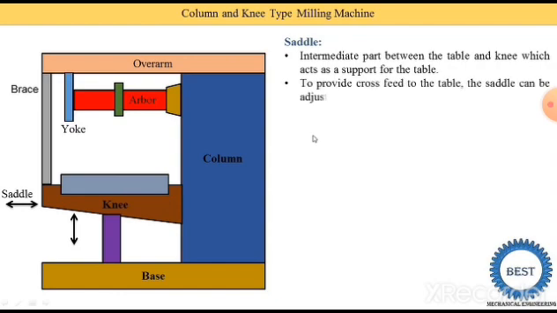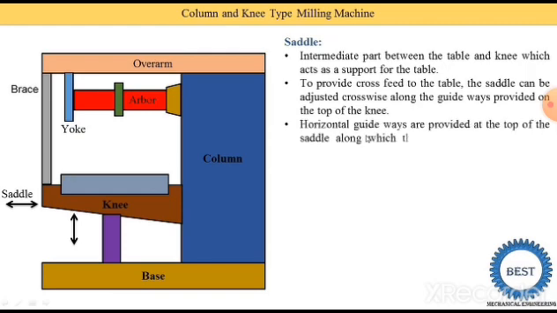To provide cross feed to the table, the saddle can be adjusted crosswise along the guideways provided on the top of the knee. So this saddle movement is known as the crosswise feed, or the cross feed. This saddle is mounted on the guideways provided on the top surface of the knee, and this movement of the saddle is known as the cross feed, and the knee motion is known as the up and down motion.